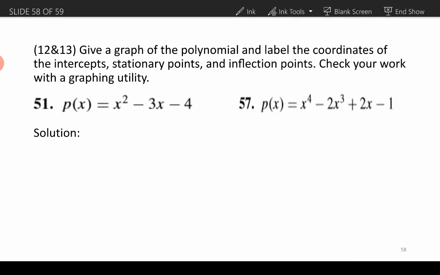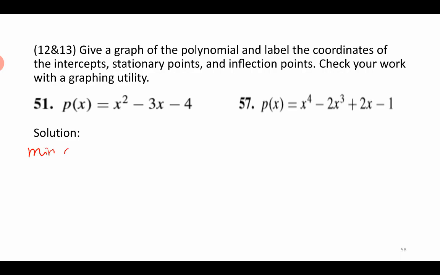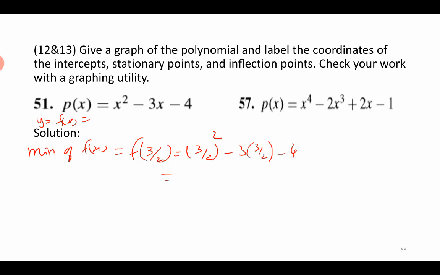Then what is minimum value of f? Minimum of f of x. f of x is nothing but p of x, isn't it? This is y, or f of x you can call in this way. f of 3 over 2, which is (3 over 2) whole squared minus 3 into 3 over 2 minus 4. What do you get? You try this one, you will get minus 25 over 4, which is lesser than minus 6, isn't it? Minus 6.25 something.